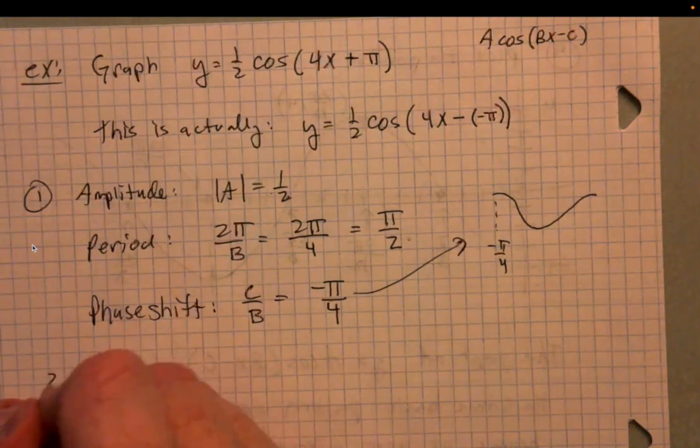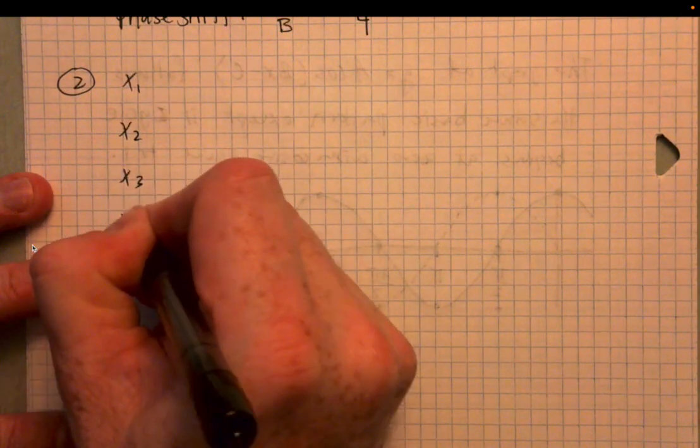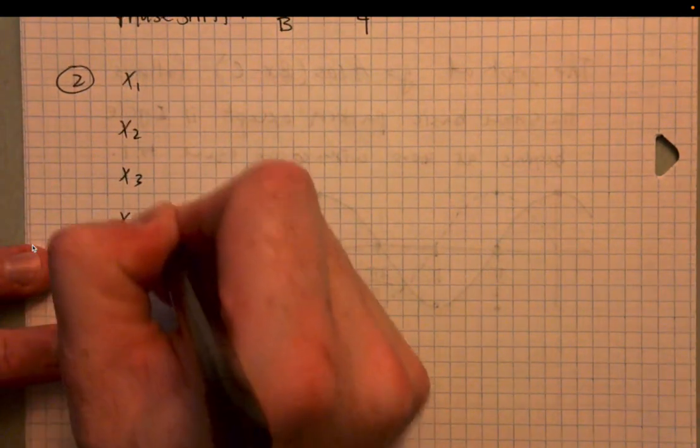Okay, step 2 then is to come up with our 5 numbers. So we need x1, x2, x3, x4, and x5.